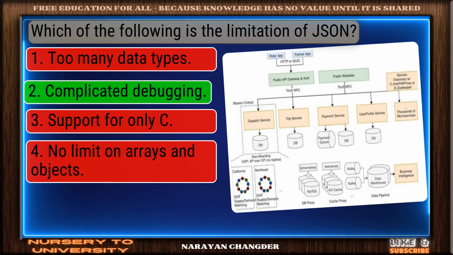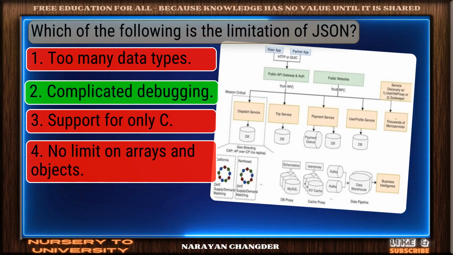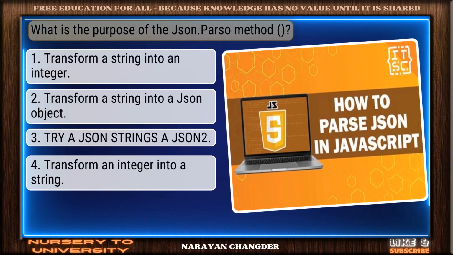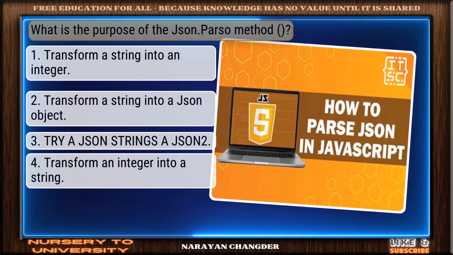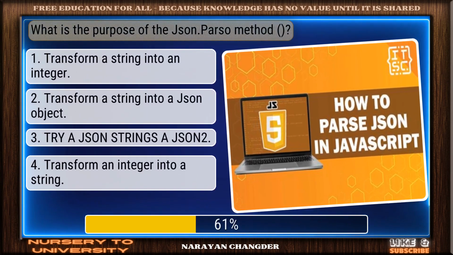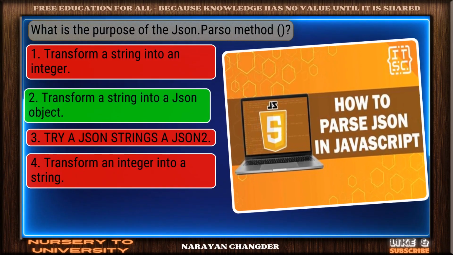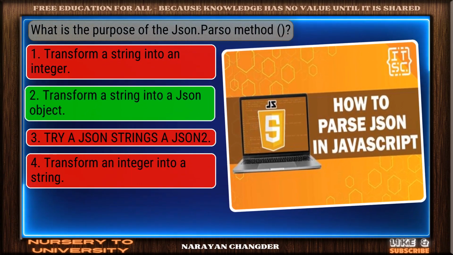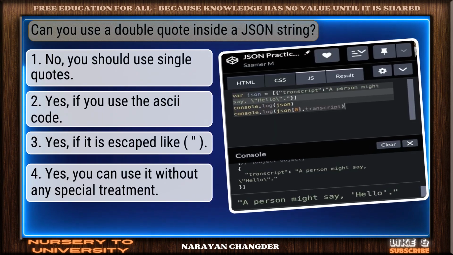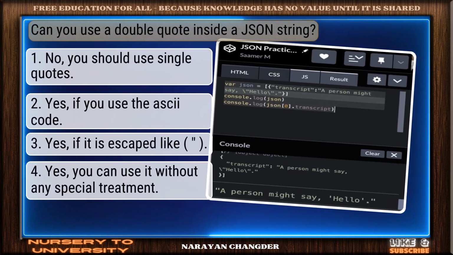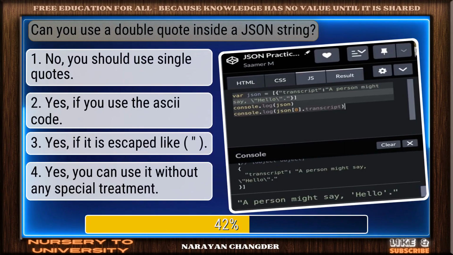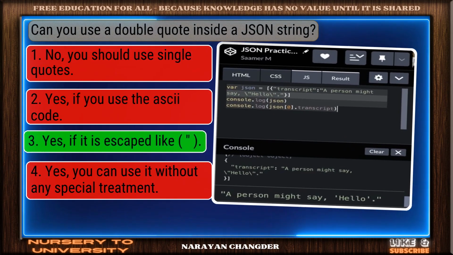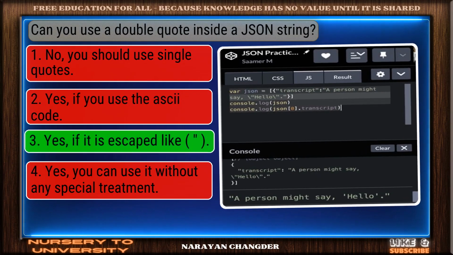Clear logic. Your choice, complicated debugging, is sound and 100% true. Question number 38. What is the purpose of the JSON parser method? Excellent. Transform a string into a JSON object is a brilliant choice. Question number 39. Can you use a double quote inside a JSON string? Exactly. Yes, if it is escaped makes sense and it is the right choice.